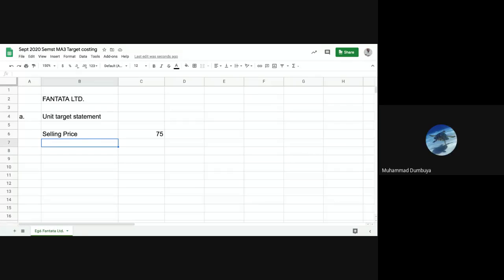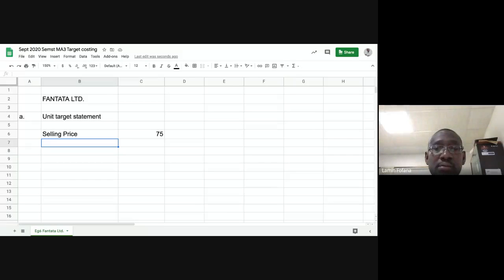Is it the profit margin? The profit margin, exactly. So it's the profit margin that comes next. And we've been told in the question that the profit margin should be what? 12%. So margin is always on sales. So our profit margin, in brackets 12%.